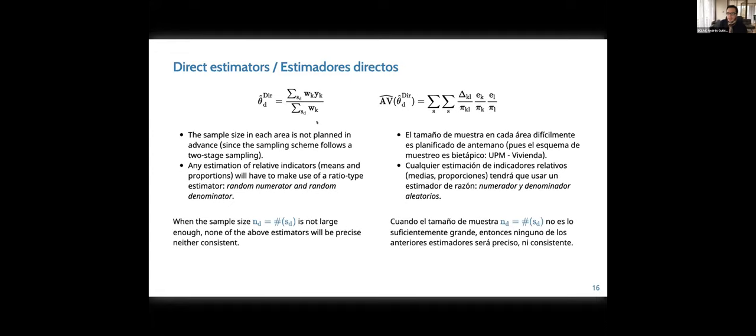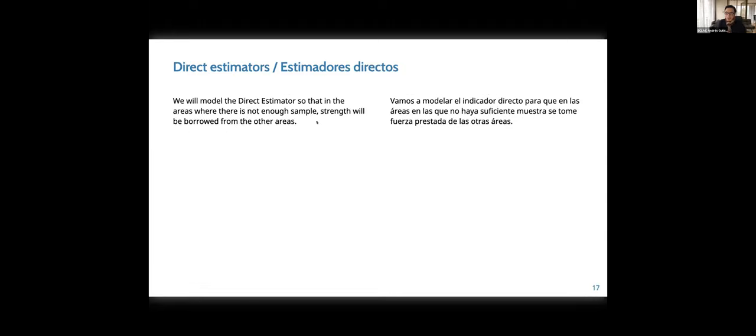So when the sample size is not large enough, none of the above estimators will be precise, nor consistent. Maybe the bias is also compromised. So the regular setup in surveys, which claims that direct estimators are unbiased, precise, exact, and consistent, doesn't hold anymore in the small area approach. So we have to model the direct estimator so that in areas where there is enough sample, strength will be borrowed from other areas.